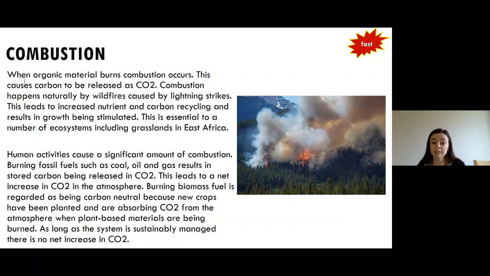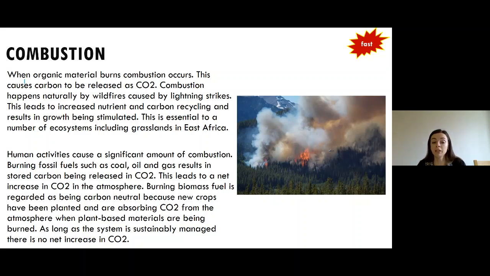Okay, human activities cause a significant amount of combustion. So this is now human combustion. Lightning strikes, forest fires by lightning strikes are physical, natural. So human activities cause a significant amount of combustion. Burning fossil fuels such as coal, oil and gas results in stored carbon being released as carbon dioxide. This leads to a net increase in CO2 in the atmosphere.